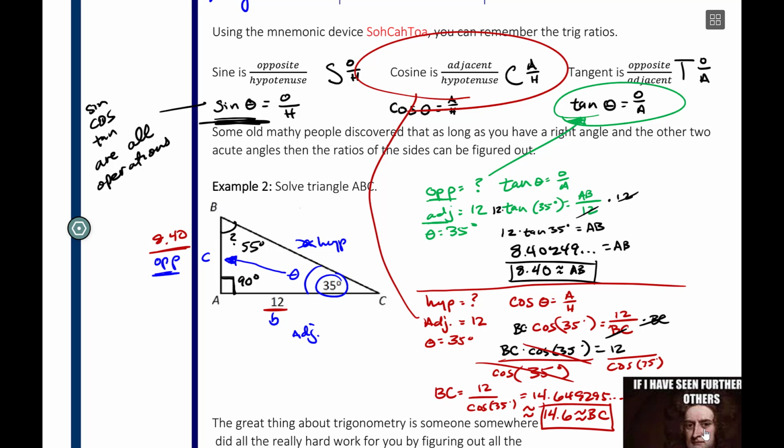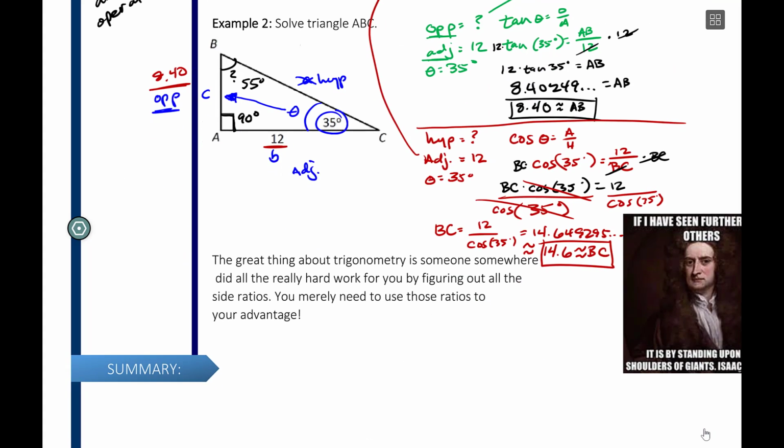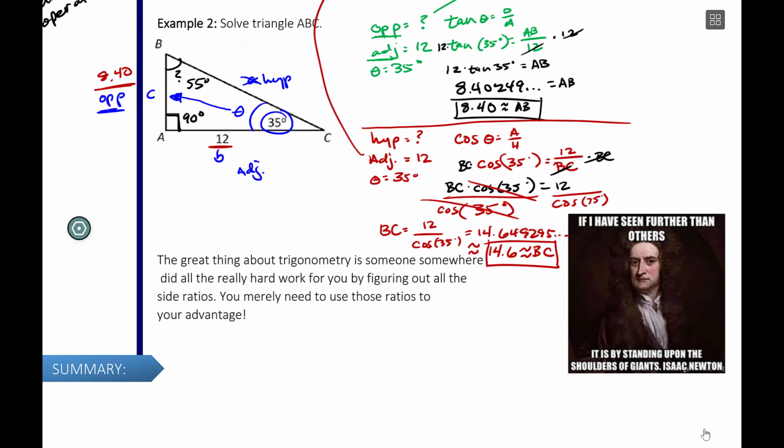Now we've got all of our angles and all of our sides, and we have just solved a triangle using trigonometry. The great thing about trig is that someone somewhere did all the really hard work for you. If you look at what we did, we basically solved a one variable equation using algebra with 1 or 2 steps tops. Super simple stuff. You just have to put the pieces in the right place. Somebody did all that really hard work for you by figuring out all these trig side ratios. You merely need to use those ratios to your advantage. So use a little bit of Isaac Newton there for some inspiration.